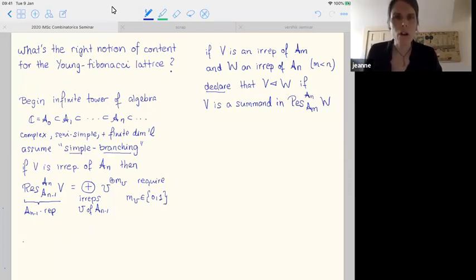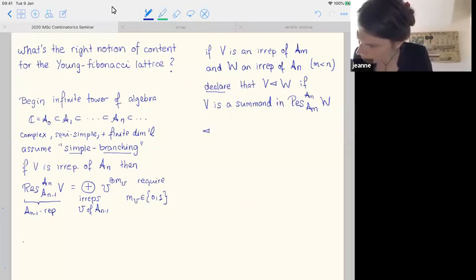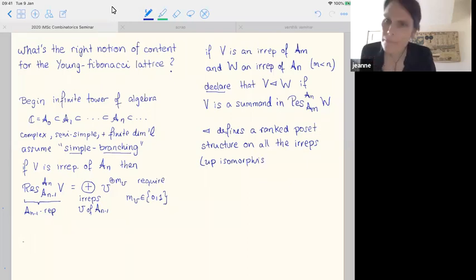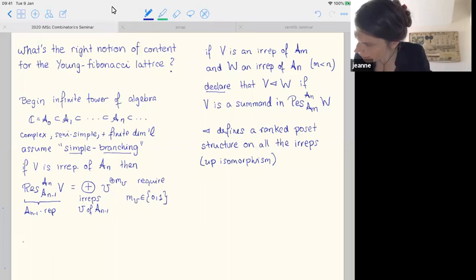Okay? And this ordering induces a partial order on all of the irreducible representations of all of the algebras in the tower, or all of the equivalence classes of the irreducibles. So it defines, in fact, it's going to be a graded or ranked poset structure on all the irreps, up to isomorphism. Okay, and so we'll call this thing P.